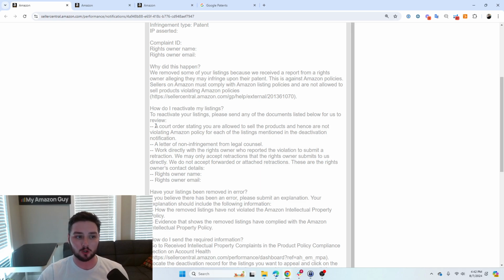First one being a court order stating you are allowed to sell the products and hence are not violating Amazon policy for each of the listings mentioned in the deactivation notification. Now, this essentially means that if you are currently suing, or going to sue, the patent holder saying that they are infringing on your patent in some way, shape, or form, or vice versa, then you can have a court order that states your product does not infringe upon X patent. And this is what you could use to tell Amazon, hey, sorry, this is not the case.